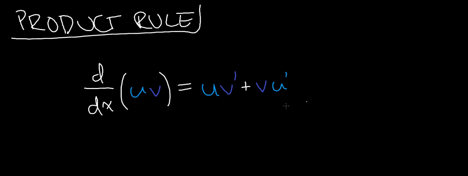Now, you might have seen this organized in different ways, but I like to look at it this way because it helps me remember. If I am able to associate it with a 1 and a 2, then I realize, okay, it's the first times the second prime, plus the second times the first prime. It's easier for me to go, okay, the product rule is the first times the derivative of the second plus the second times the derivative of the first. That's an easy way for me to remember the product rule.